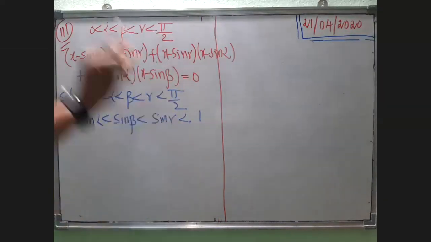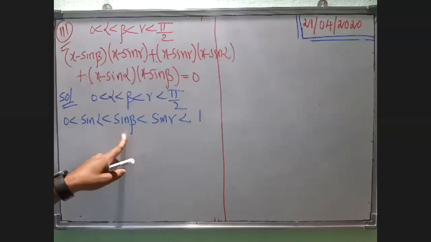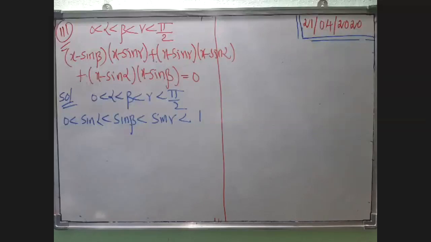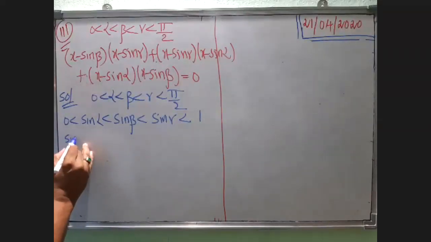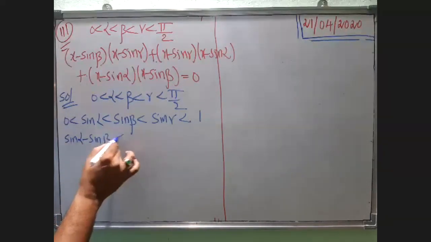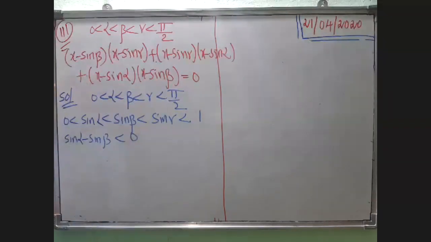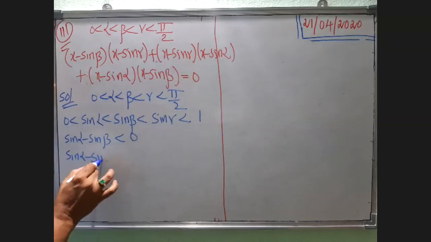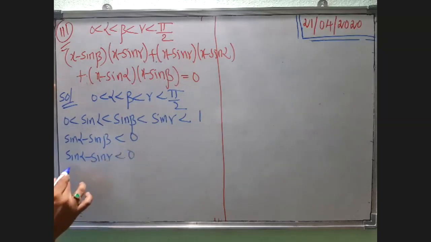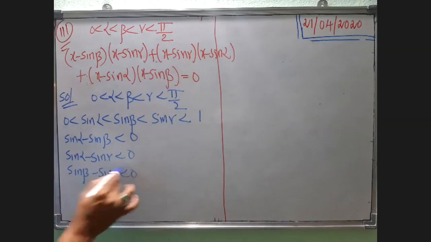What is sin pi by 2 here? 1. So which is least actually? Sin alpha, next sin beta, next sin gamma. So you should understand that if I say sin alpha is less than sin beta, then sin alpha minus sin beta will be less than 0. Smaller value minus bigger value is negative. Similarly, sin alpha minus sin gamma also will be less than 0. Similarly, sin beta minus sin gamma also will be less than 0.